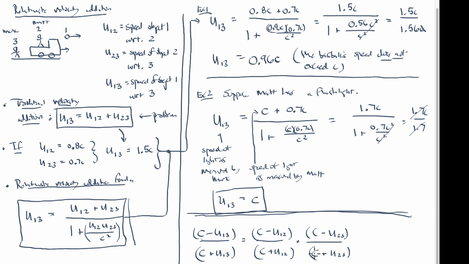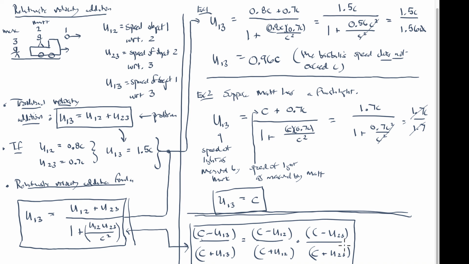So notice these same things appear in here. You've got the speed of light, you've got the velocity of 1 with respect to 2, you've got the velocity of 2 with respect to 3, and you've got the velocity of 1 with respect to 3. This formula here ends up being exactly the same in its predictions as this formula right here. So these are equivalent formulae. Okay? Now why would one use this formula instead of this one? Well, this one actually can be compounded.